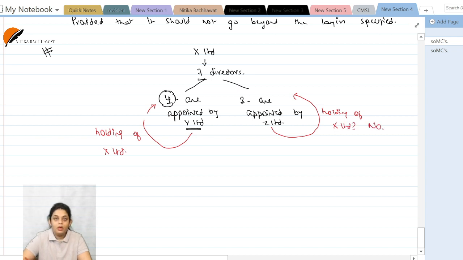No. Because you should have a right to appoint or remove the majority of the directors. Here, the total is 7. What is majority? 4 or 3? 4. 3 is not majority. So, Z Limited is not the holding of X Limited.